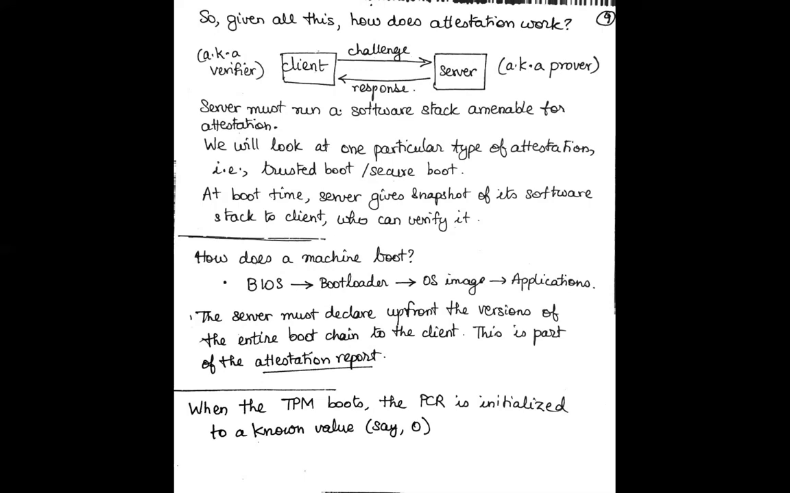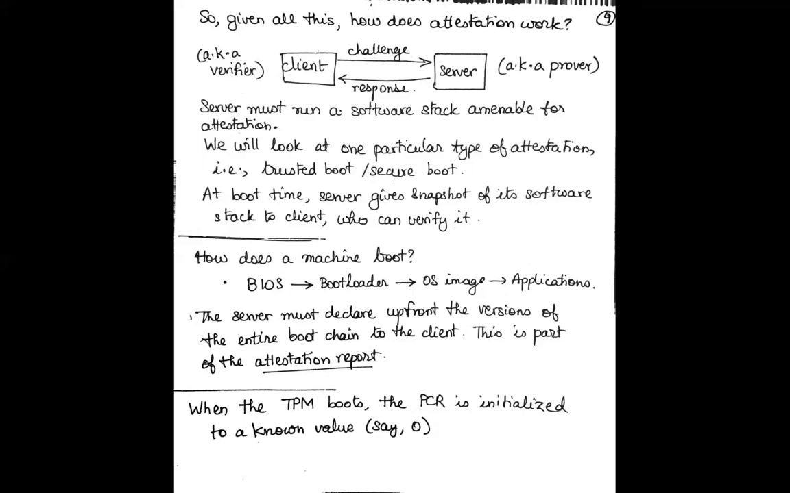Okay. So for the purpose of this lecture, we'll be looking at a particular type of attestation, which is also called trusted boot or secure boot. The goal of trusted boot or secure boot is the following. So at boot time, the server is going to give a snapshot of its software stack to the client, and the client is going to be able to verify that the server booted with the software that the server claims it booted with.